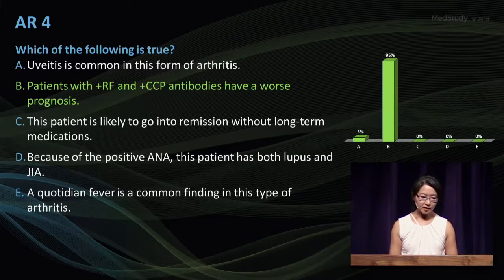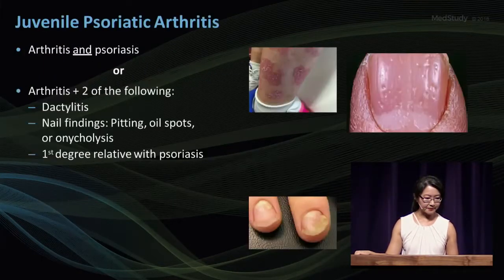Perfect. Uveitis is not that common. It can occur typically in ANA positive. B is the correct answer here. These patients usually will require lifelong, or at least for many, many years, disease-modifying anti-rheumatic drugs. And because of the positive ANA, the patient does not have lupus. Lupus requires a set of criteria to make the diagnosis. And quotidian fever is not a common finding of this. It's a common finding of systemic onset JIA.